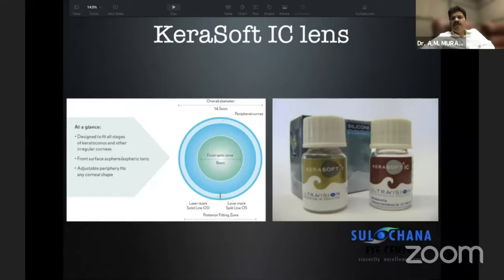One such lens in the soft variety is the Kerasoft lens from Bausch and Lomb. These lenses are made of silicone material, and they have different curves on the back surface, which allows them to fit properly on the corneal surface. They have a diameter of about 14.5 millimeters, which allows them to stabilize properly on the cornea.